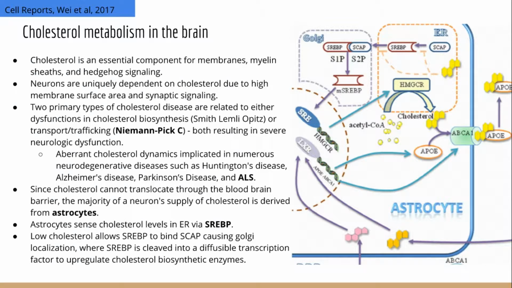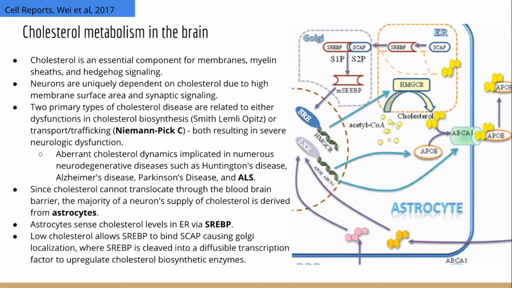In neurons, cholesterol is uniquely important for a couple of reasons. Firstly, neurons have myelin sheaths, again, that require substantial amounts of cholesterol, and those myelin sheaths need to be formed in order to propagate those action potentials. And many brain regions also depend on hedgehog signaling for developmental cues.